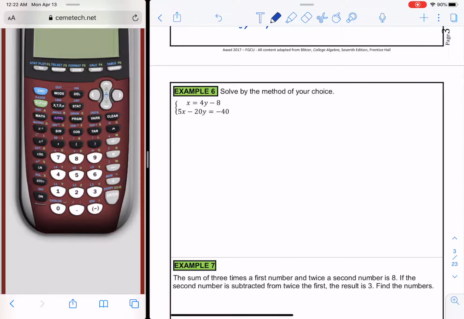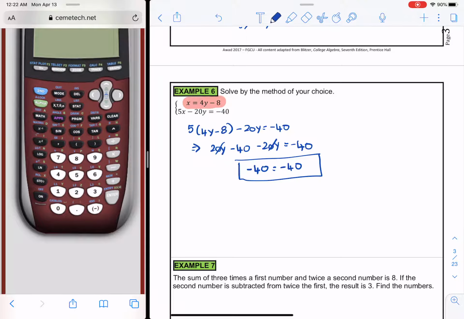Example 6: I'm going to use the substitution method because that seems easy to me, since we already have x in terms of y. So I'm going to take that and plug it into the second equation. So I have 5 times 4y minus 8 minus 20y equals minus 40, which would imply 20y minus 40 minus 20y equals minus 40. So the 20y can go away, and minus 40 is equal to minus 40.